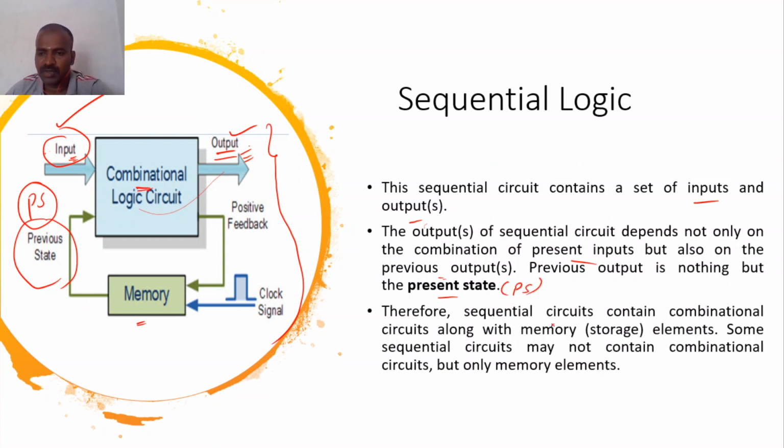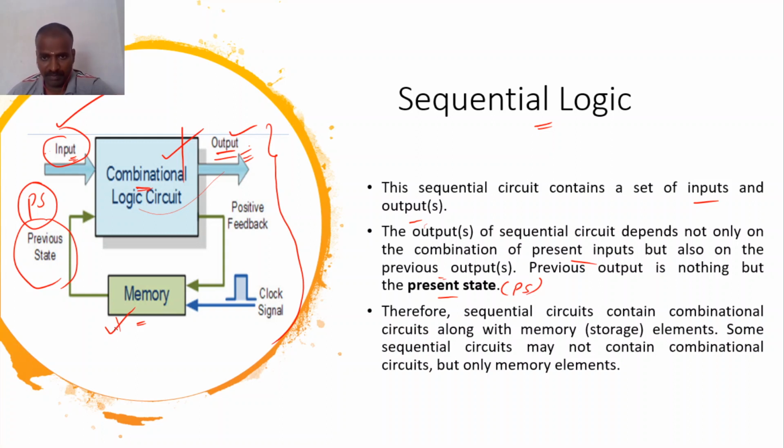Therefore, sequential circuits contain combinational circuits along with memory elements. Some sequential circuits may not contain combinational circuits but only memory elements. So we can represent sequential circuits in two ways: one including the combinational circuit, another without it. We can design in any way. But a sequential circuit should consist of combinational circuits plus memory. Memory is very, very important. Without memory, we can't design sequential logic. Sometimes combinational circuits will come, sometimes not, but memory is permanent in sequential logic.